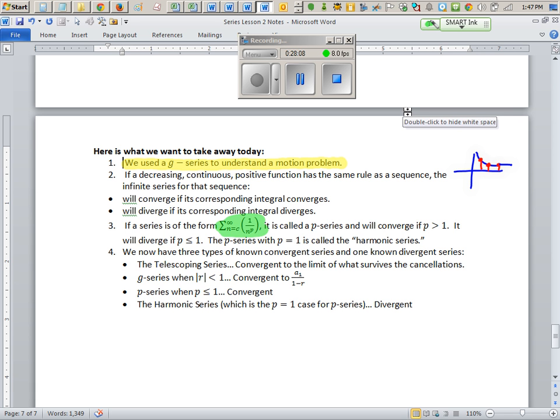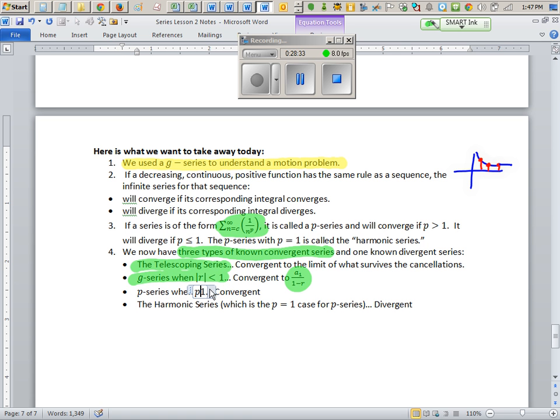And now we actually know 3 types of series that will converge. The telescoping, the geometric series when r is less than 1, which will converge to a value we can actually find, and a p-series when p is less than or equal to 1. That should say p-series when p is greater than 1. Let me fix that typo there. This is a pretty big typo, actually. There we go. Okay, so that's been fixed. Those are convergent, but we wouldn't claim to know what they converge to. We just say they're convergent.